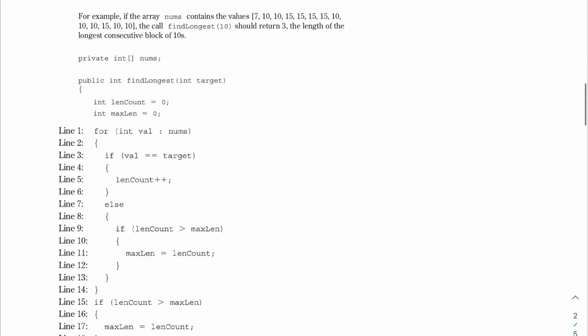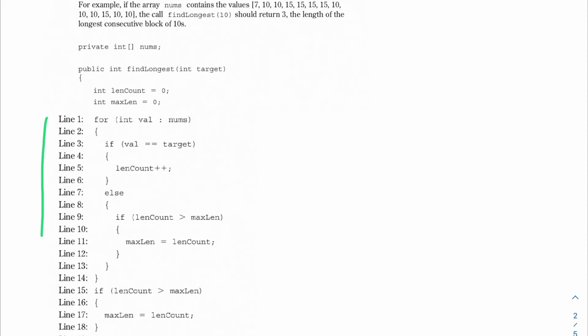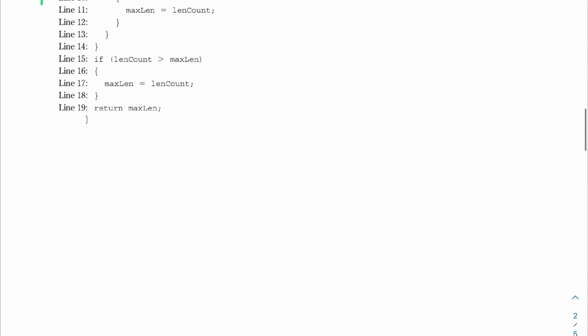And then we have our code here, and we have line numbers. Very helpful. So let's see what question 11 says.